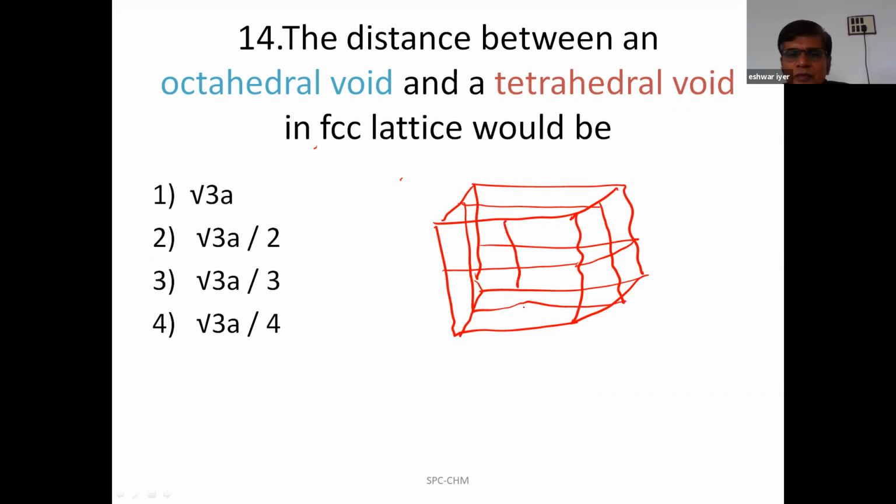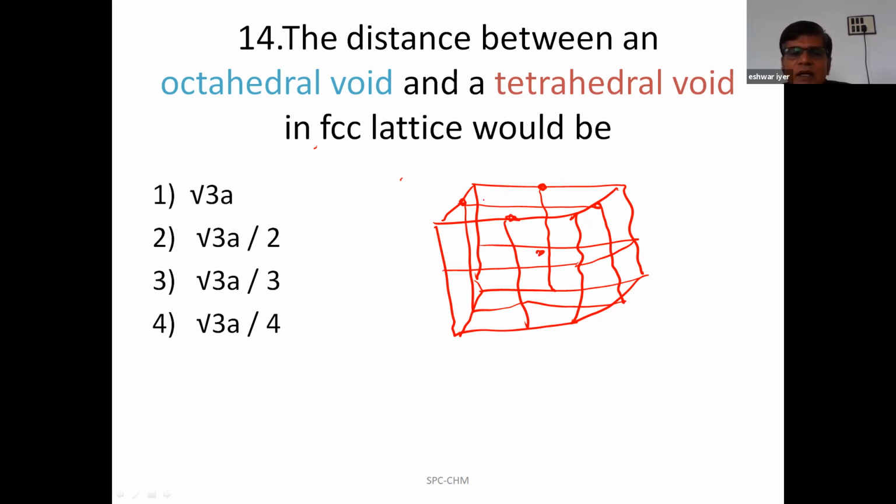If you divide it like this, now locate where the voids come. Octahedral voids are found here on the edge lengths. So octahedral voids come on all the edge lengths. Exactly at the center of the cube, one octahedral void comes. Then tetrahedral voids come here.